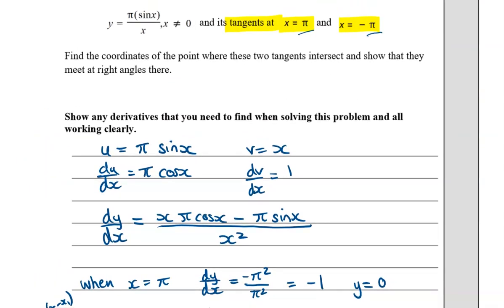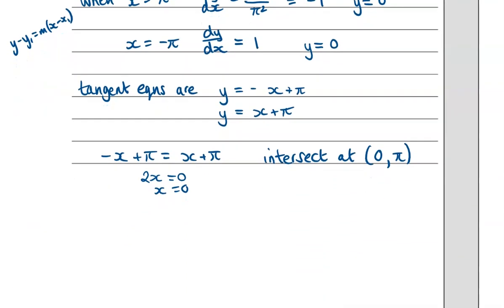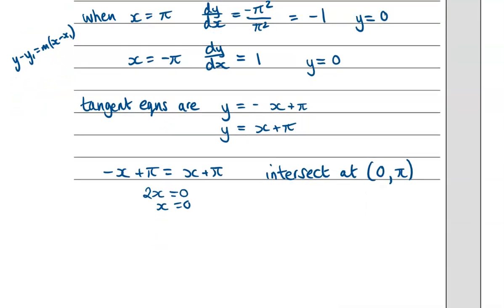Make sure you don't move on before you've answered all of the question. The last bit of the question here was to show that those tangents meet at right angles. Okay, so we have the gradients are minus 1 and 1. Therefore, the product of them will be minus 1 and it meets at a right angle.